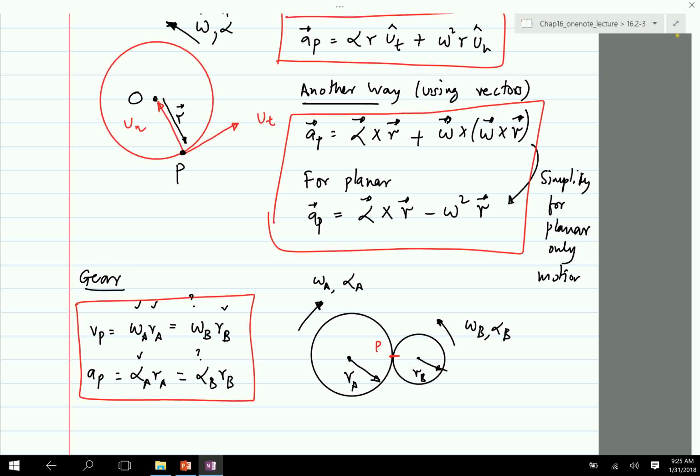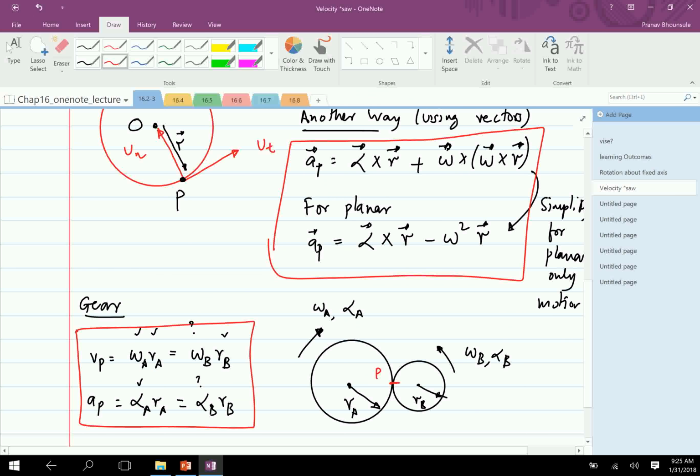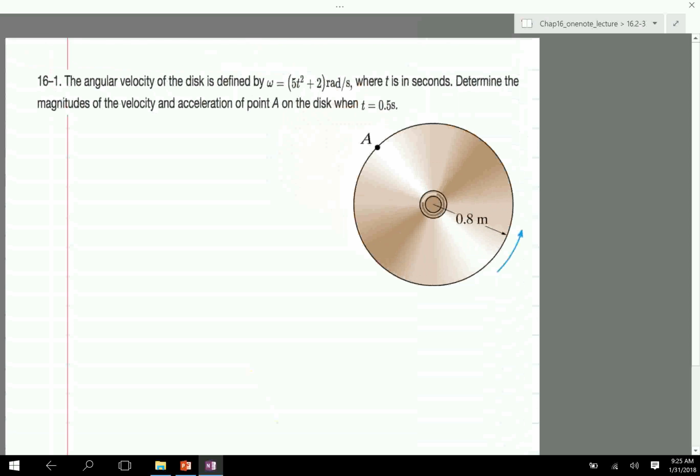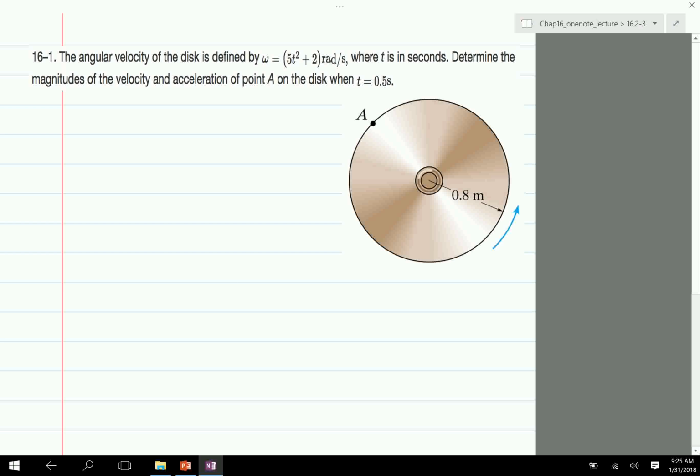Any questions? Let's solve a few problems. The angular velocity of the disk is defined by omega equals 5t squared plus 2, where t is in seconds. Determine the magnitude of the velocity and acceleration of the point A on the disk when t is 0.5 seconds. So we're going to find the velocity of A and acceleration of A, where A is this point.